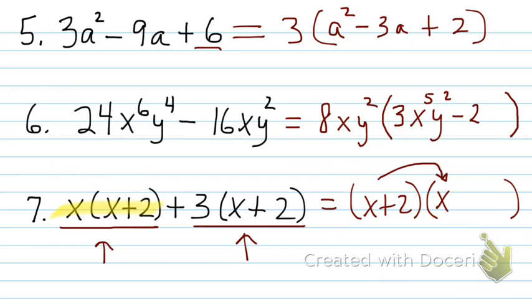And then x plus 2 times this second term here should equal what we have here. So we have x plus 2 times 3, so we're going to need to put in a plus 3 here. And so our final answer is the quantity x plus 2 times the quantity x plus 3.